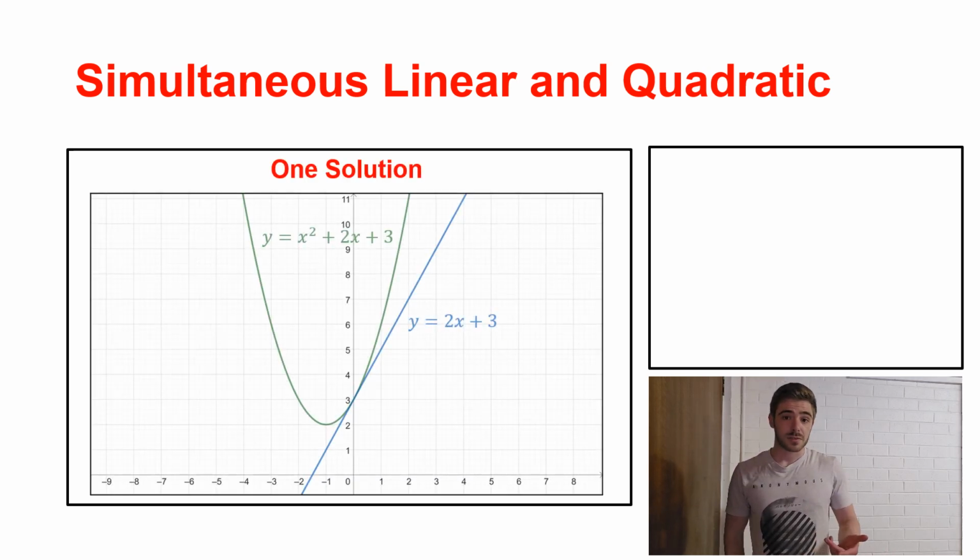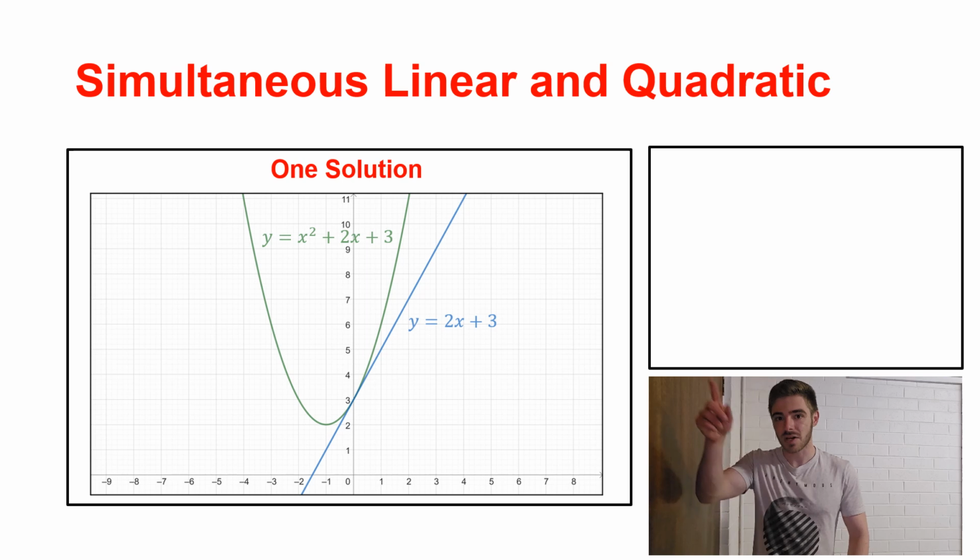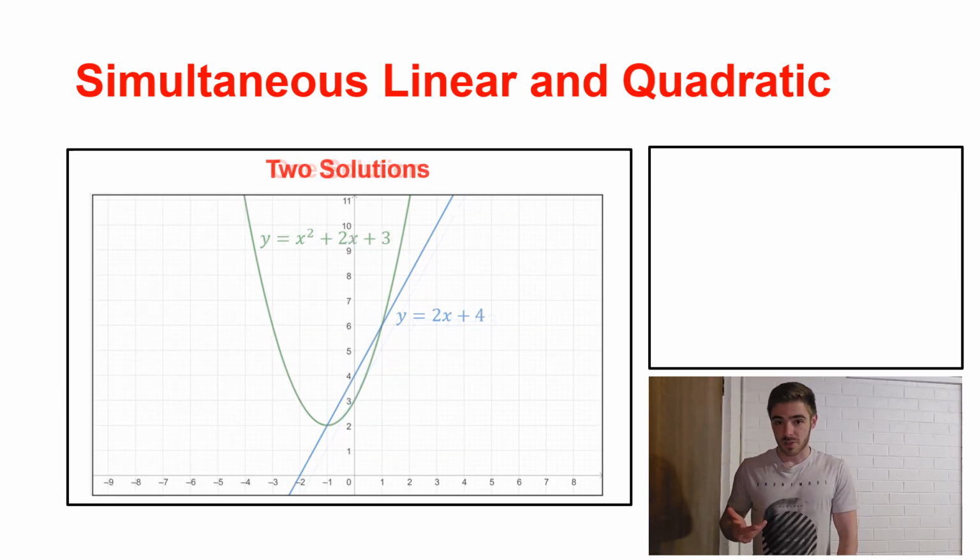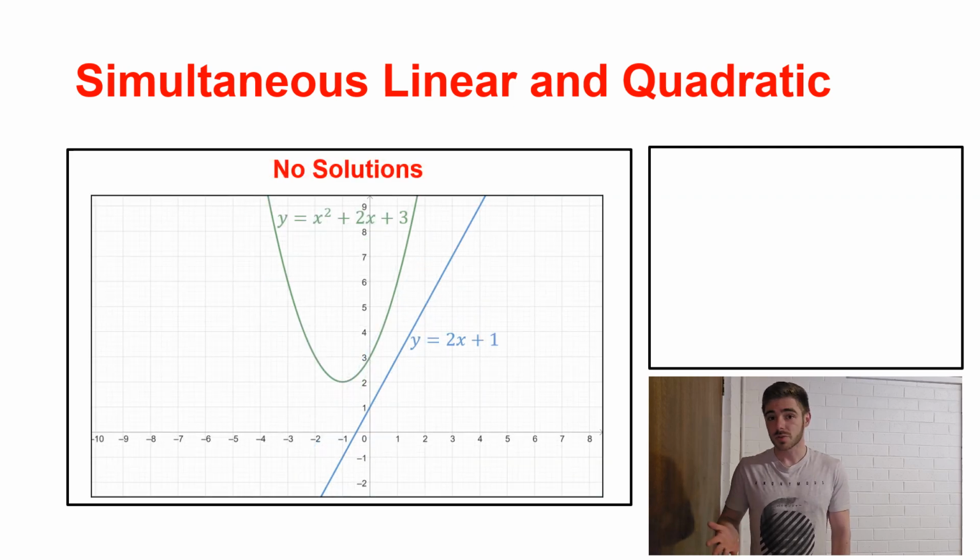The first is that there is one solution, and that graphically looks like this. We have our quadratic, and we have a linear that is brushing up against the side of that quadratic. It only intersects at one spot. The second possibility is that there are two solutions, which just means that your linear has crossed through the graph twice, at two distinct points. And the final possibility is that there are no solutions, in which case the graphs don't touch.